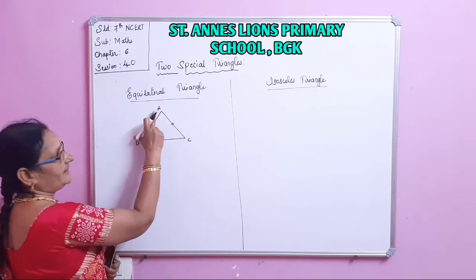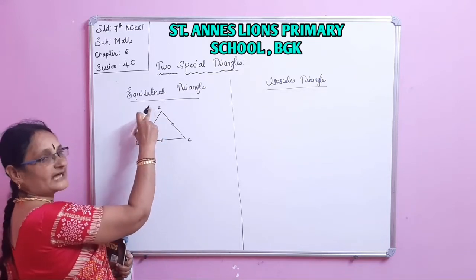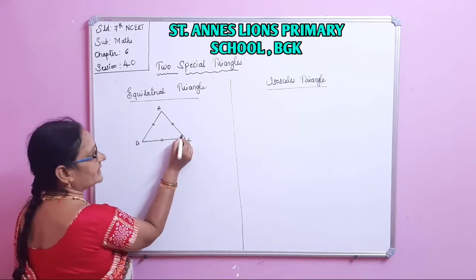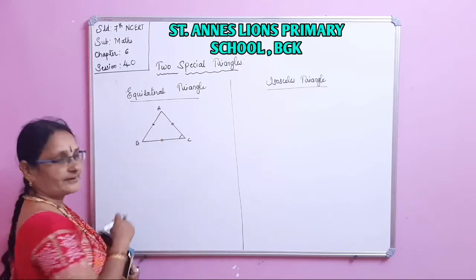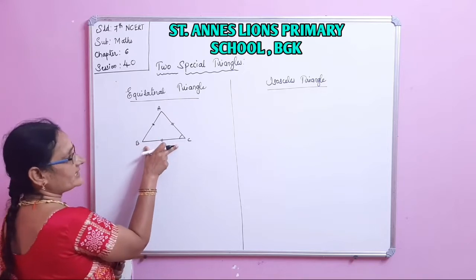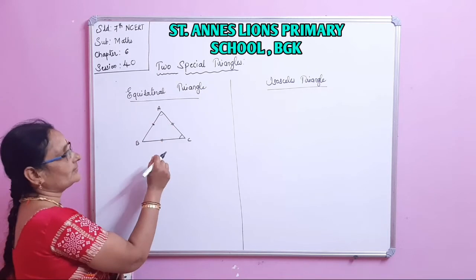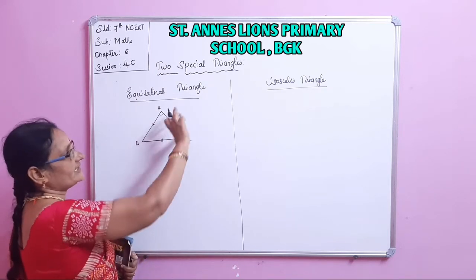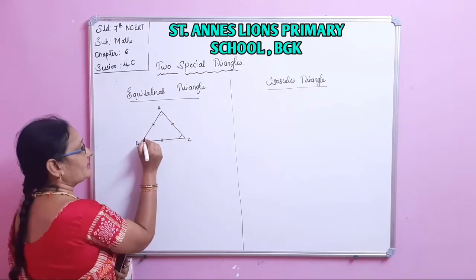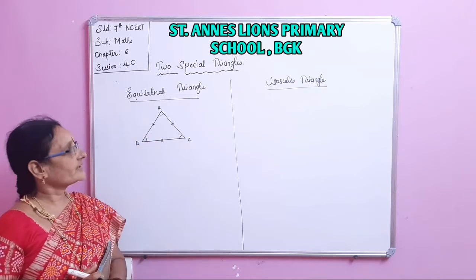See here, AB is there. Which angle is opposite to AB? Angle C is the opposite angle of AB. Which angle is opposite to BC? Angle A is opposite to BC. Which angle is opposite to CA? Angle B is opposite to CA.